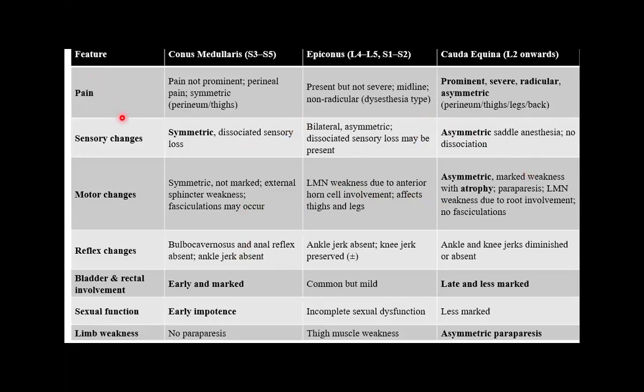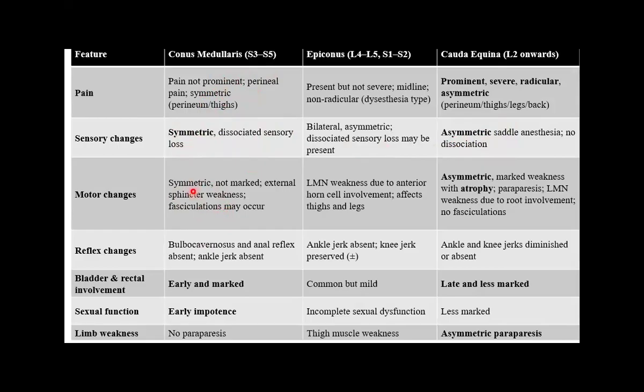First, if we see pain, a more prominent, severe and radicular asymmetric type of pain is seen with cauda equina, whereas pain is not that prominent and there is a symmetric pattern of involvement in conus medullaris. Sensory changes are also symmetric with dissociated sensory losses seen with conus medullaris, whereas there is an asymmetric saddle anesthesia pattern with no dissociated sensory losses seen in cauda equina.